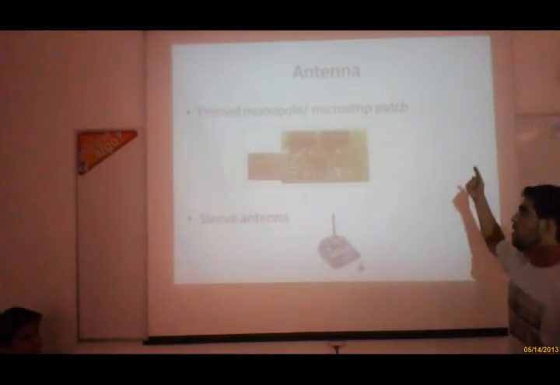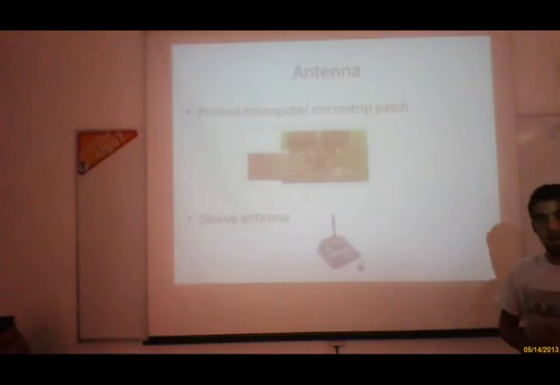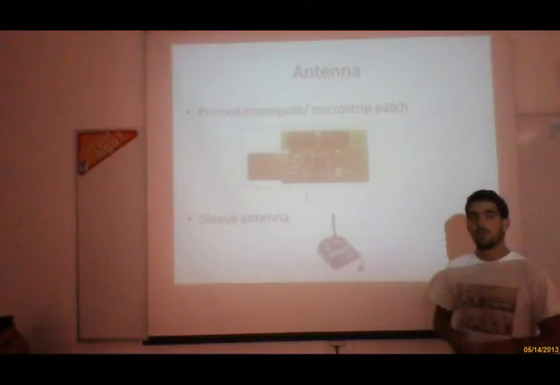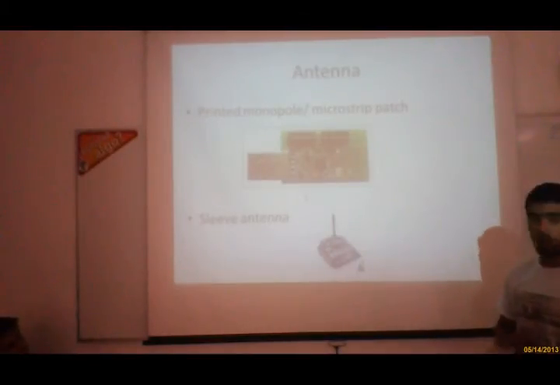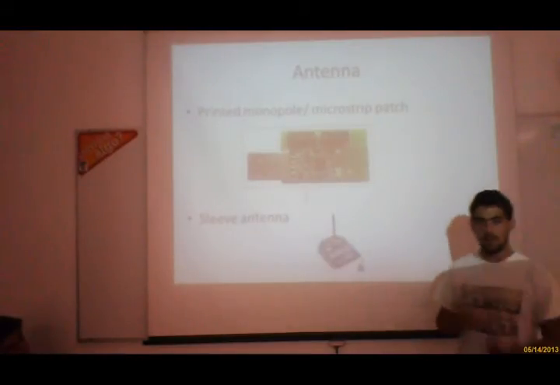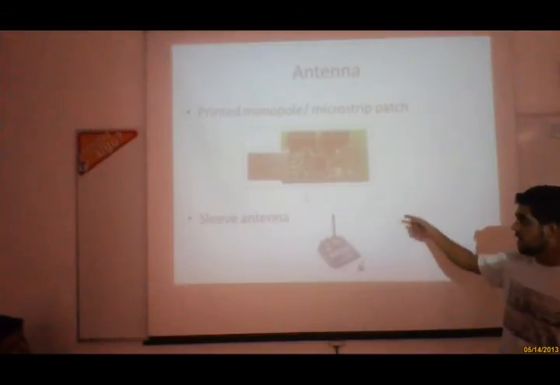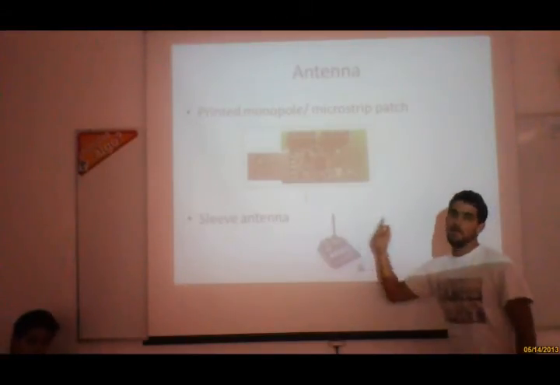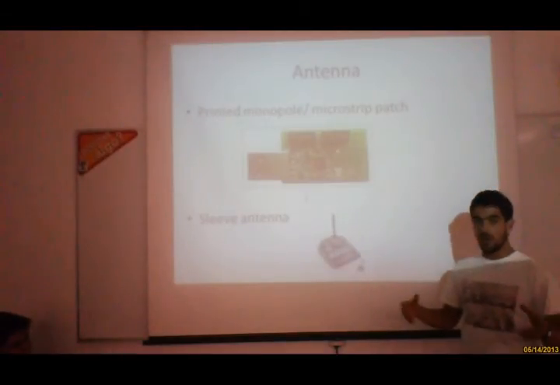About the antennas, there are two types of antennas used: printed monopole and microstrip patch antennas, which are etched directly on the PCBs. These are very compact, and they are reliable for low distance communication. The other kind of antenna are the sleeve antennas, which pop out of the PCBs and let us have better transmissions.